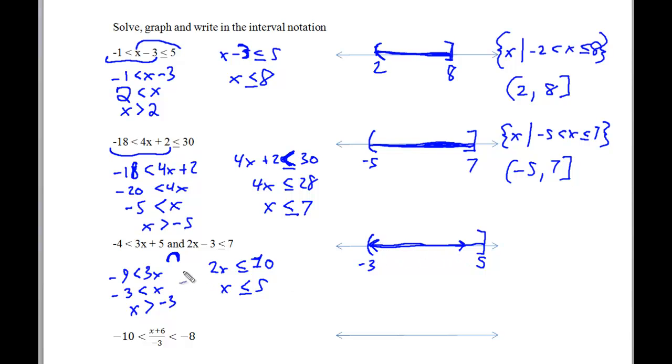But since I'm looking at the word and, I want to see what they both have in common, we're going to then look at this as their answer. X is going to be between negative 3 and 5. Be careful though when you do that, you put the right symbols for less than in the middle of the problem. And then we will go and use our interval notation, soft parenthesis negative 3, hard bracket at 5. There we go.